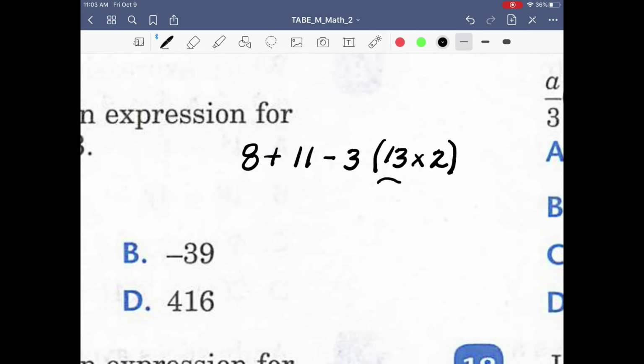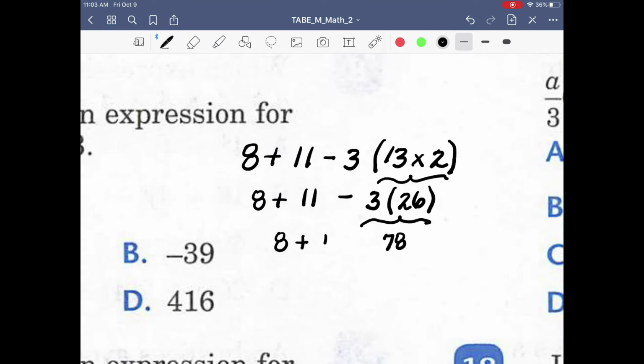So 13 times 2 is 26. And remember, that's in a pocket with that 3. And then you have 8 plus 11. And then multiplying before adding or subtracting. So 3 times 26 is 78. And then you can add and subtract to finish this. I would put this one in my calculator, guys, and I'll show you why. So all clear. 8 plus 11 minus 78 equals negative 59.